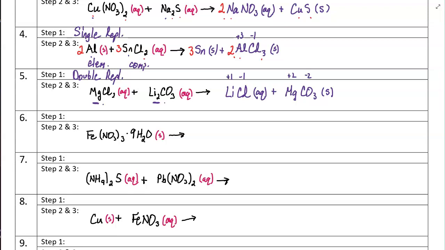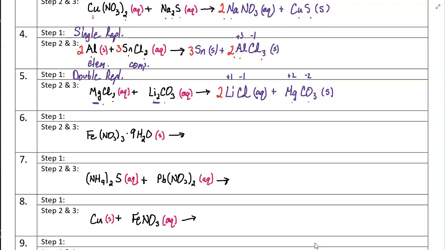Now we need to balance this. On the left side of the equation, I observe 2 chlorines. So on the right side, put a 2 here, that'll make 2 chlorines. It also makes 2 lithiums, and on the left side, there's 2 lithiums. There's 1 magnesium on the left. There's also a carbonate on the left. And on the right side, there is a magnesium and there is a carbonate. It's balanced by filling in that 2.